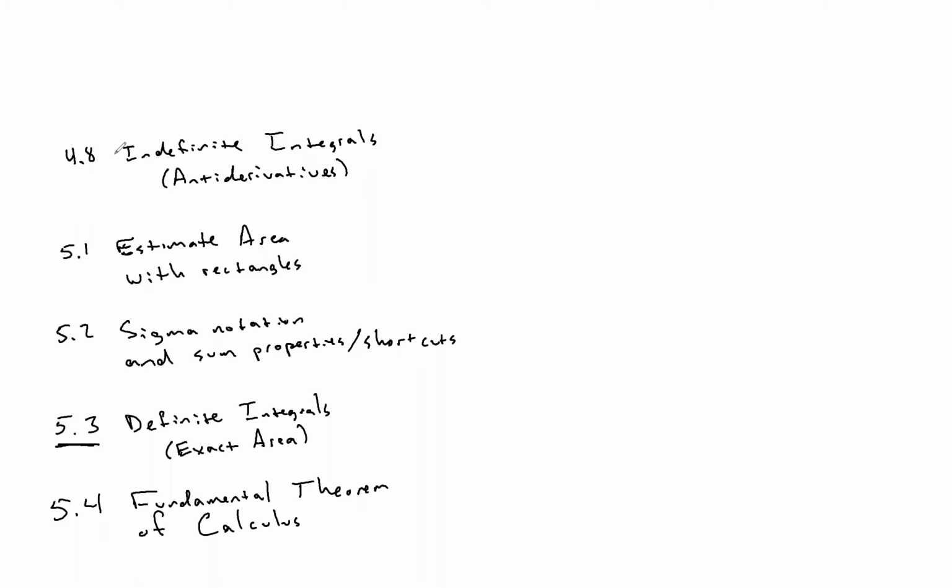So we did that section, and then we started chapter 5, and all of these have seemed like separate topics. We did the antiderivatives, then we moved on in chapter 5. We talked about estimating area under functions using rectangles. In 5.2, we talked about sigma notation and sums. And so these three seem pretty disconnected.